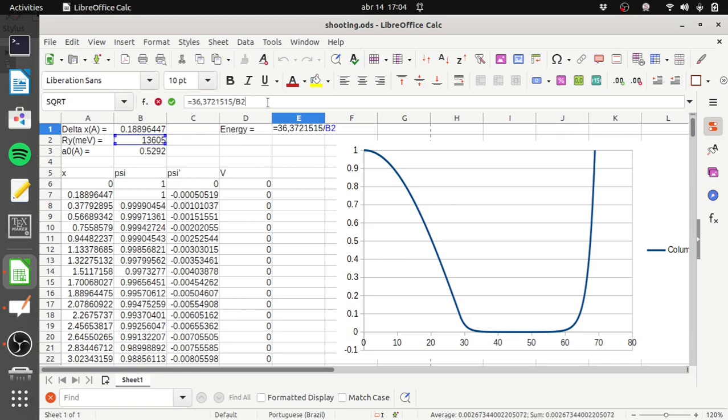I could use the analytical solution for a quantum well. So I could try to say that this is a quantum well that is an infinite potential quantum well. In that case, I could know more or less what the energy is. The energy of a quantum well is the Rydberg energy, so that would be B2, multiplied by the Bohr radius squared, so that would be B3 multiplied by B3, right?